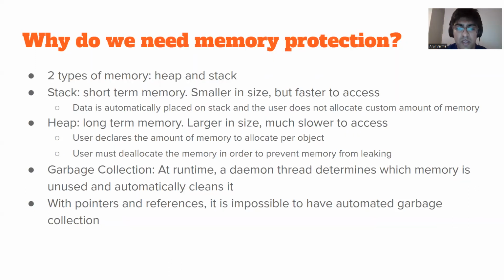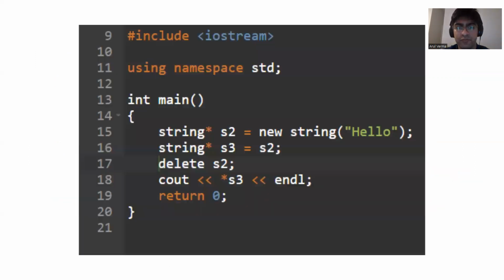Oh, sorry about that. So the reason this doesn't work is because with pointers and references, it's not possible to have automated garbage collection. And we'll see an example of that in the next slide. So this is some code in C++ using pointers. And if you aren't familiar with pointers, I'm going to just briefly explain them right now.